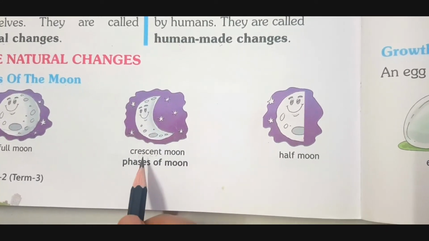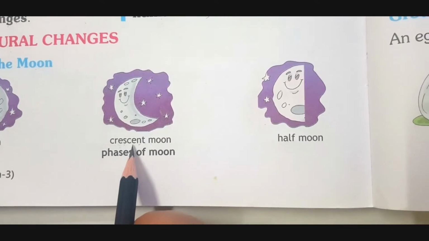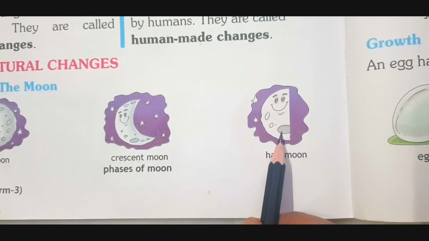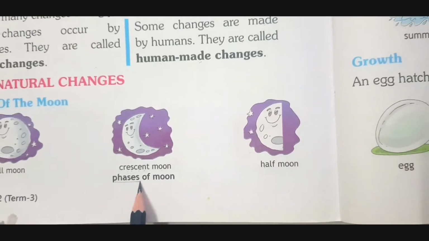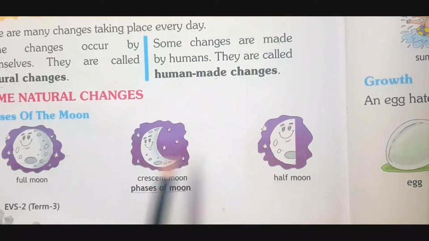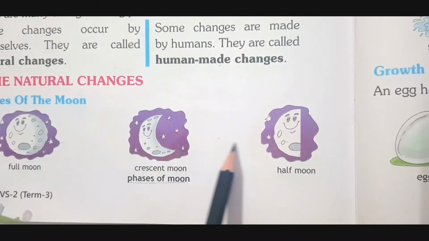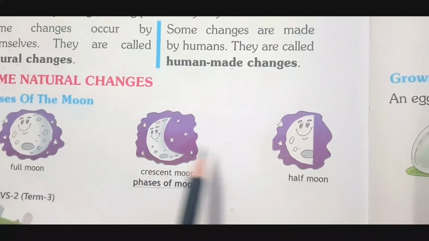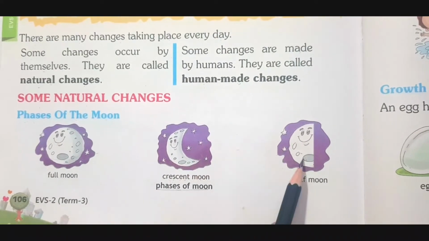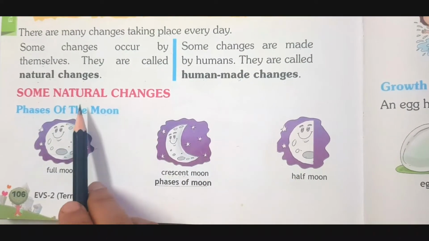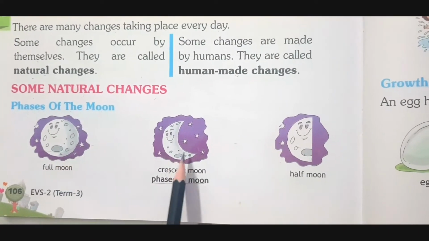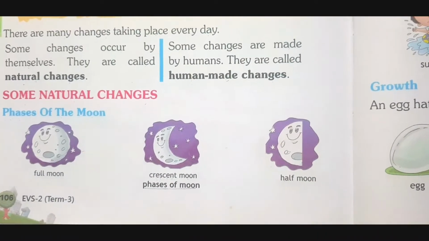C-R-E-S-C-E-N-T, crescent. What's the spelling of crescent? C-R-E-S-C-E-N-T, crescent moon. And sometimes we see half moon. So these are the phases of moon. These are natural changes. These changes are done by nature itself. Human beings will not change the face of the moon. The face of the moon changes naturally. So that is why it is called natural changes. Here it's a full moon, crescent moon and half moon.